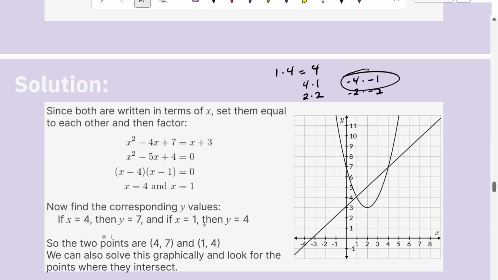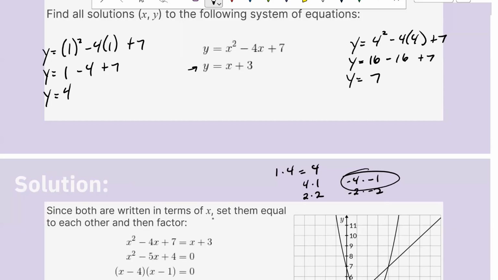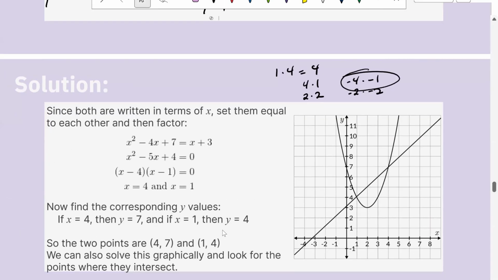We do the same thing for when x equals 1. We should get 4 for both of these, but let's double check. So we get y equals 1 squared minus 4 times 1 plus 7. That's y equals 1 minus 4 plus 7. And that's going to be y equals 1 plus 7 is 8 minus 4. It gives us 4. If we plug in 1 for x for the second one, we get y equals 1 plus 3, and y also equals 4. So those are our corresponding y values, and those are the points where they cross.